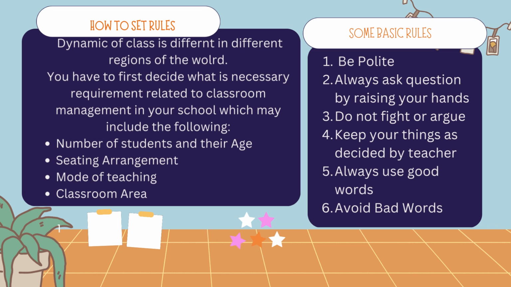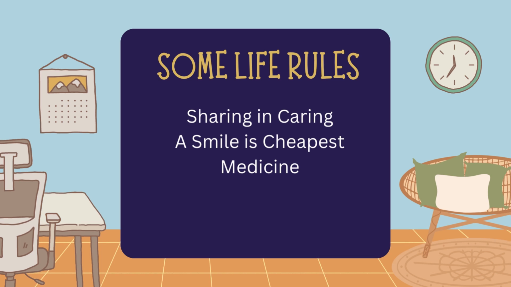What are the basic rules that could help you? Be polite. Always ask questions by raising your hands. Do not fight or argue. Keep your things as decided by the teacher in particular areas. You can assign areas: these are for the books, these are for the bags, if they are taking off their slippers, these are the areas, and places for the stationery and the lunch boxes. Everything should be decided and conveyed to the students in an appropriate manner. Good manners should always be appreciated, praised and encouraged, and bad words and bad manners are discouraged.